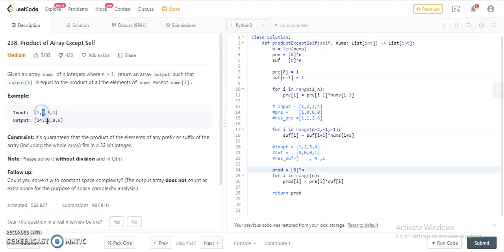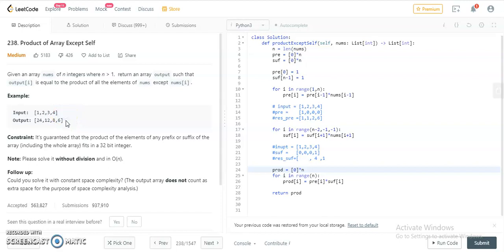If we consider the first index value, then the multiplication of the remaining values is 3 into 4 into 1, that is 12. If we consider the second index value, then the multiplication of the remaining values is 4 into 2 into 1, that is 8, and respectively like that only.